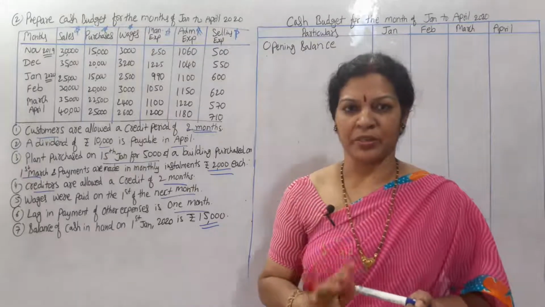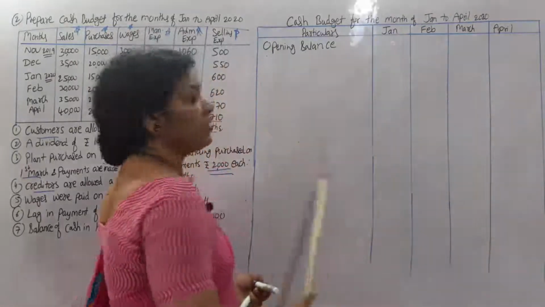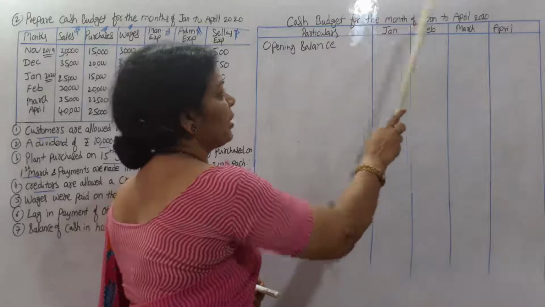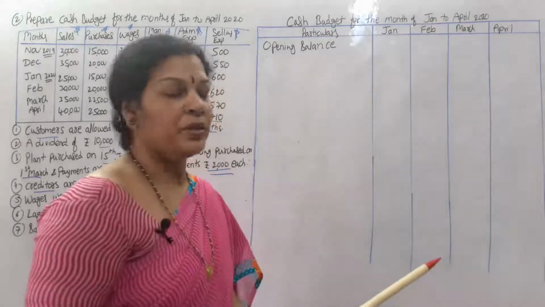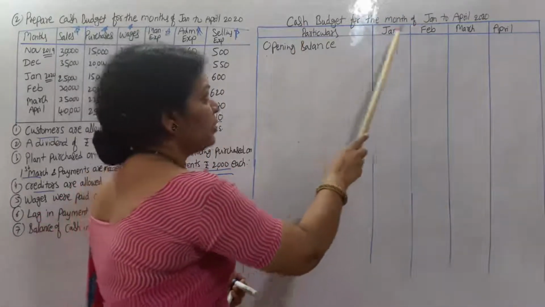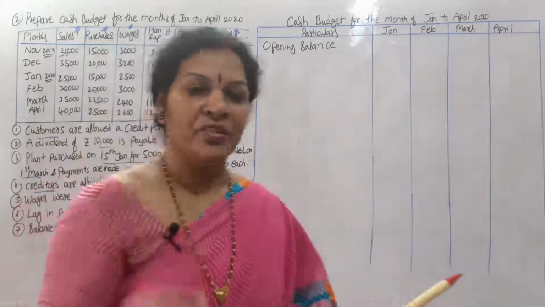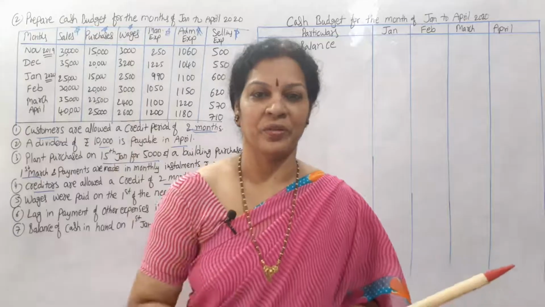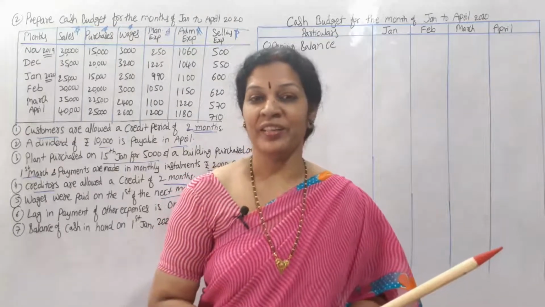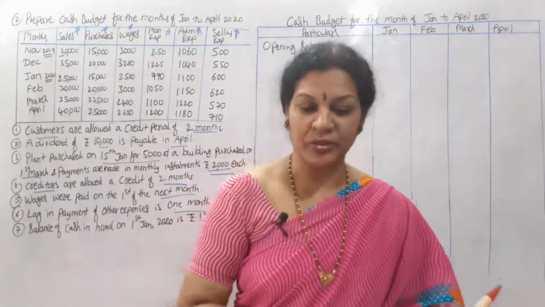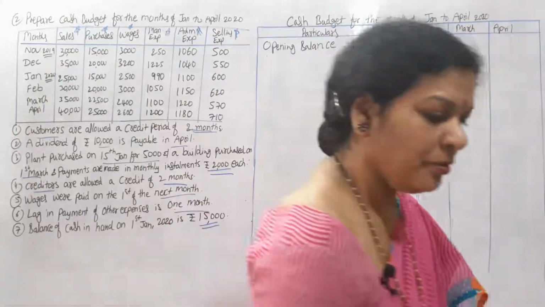You know the format, right? So the format is this: cash budget for the months of January to April 2020. Particulars: January, February, March, April. 4 months they are asking us to prepare. Now pause the video, start working it out. Okay. Now check your answer, I'll work it out.